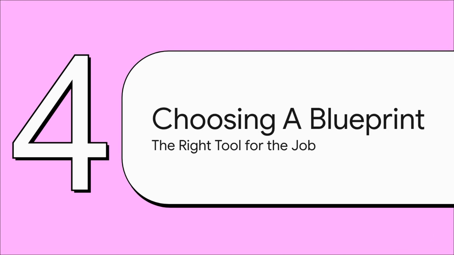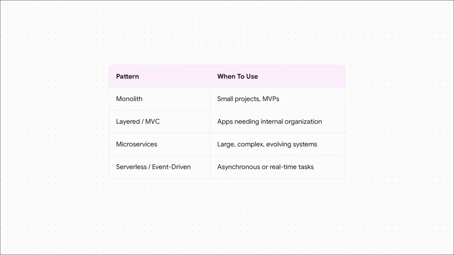So, okay, we've got all these patterns now. Monolith, layered, MVC, microservices, serverless. So which one is the best? You can probably guess the answer. There is no single best one. It's a trick question. It's all about choosing the right tool for the job, you know?